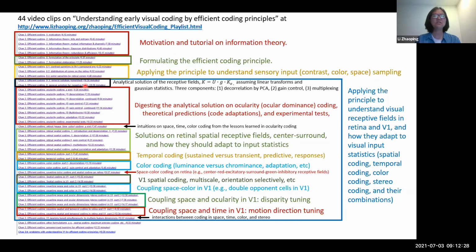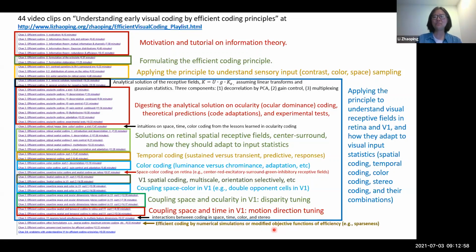So these are the 44 videos, more or less, in this kind of a skeleton. And within this blue box, we have come to a particular analytical solution that assumes the receptive fields are linear, approximating the signal as Gaussian, but natural things are not Gaussian. So therefore, let's look at the alternative, when we do not have to assume this, okay?